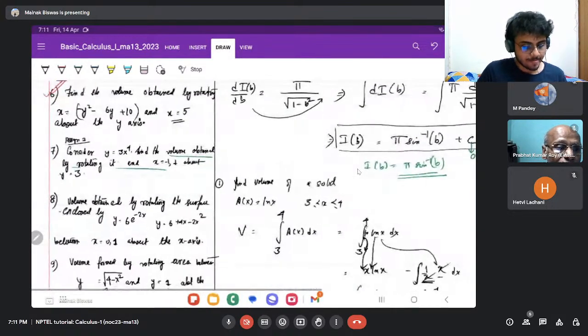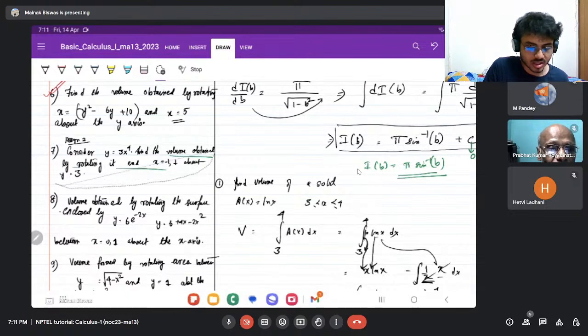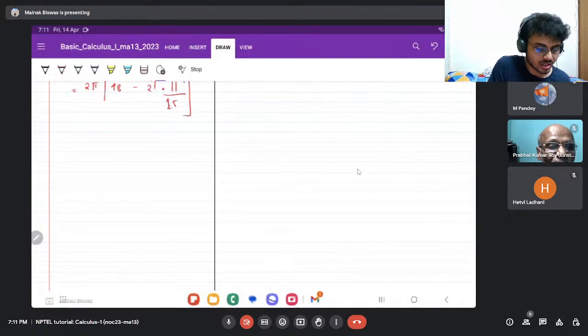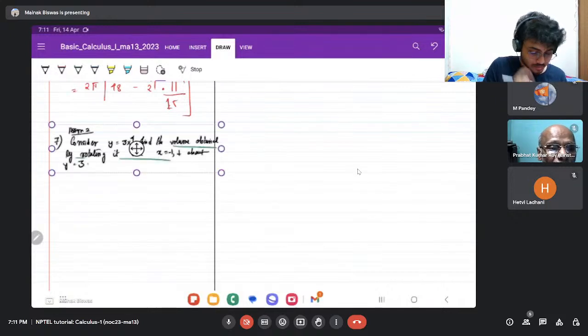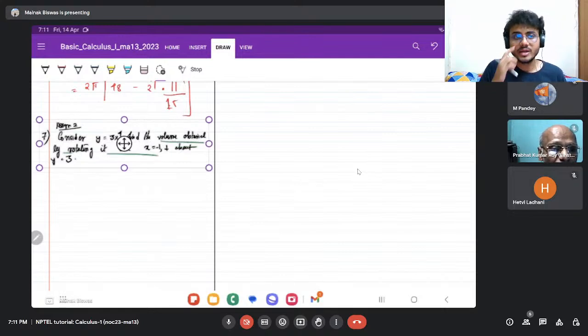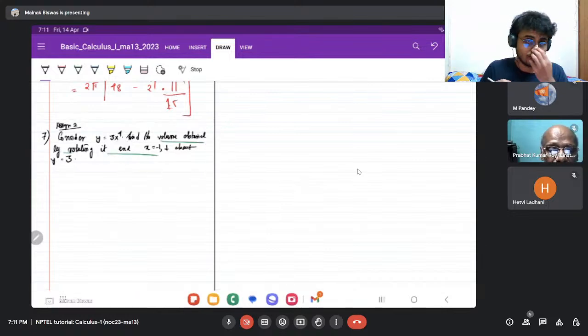Next is the 7th one, which is saying consider y equal to 3x to the power 4 obtained by rotating between and the lines between y equal to 3. This is a bit involved. This is your assignment question, number 2 question, and I picked the most difficult of your assignment questions. Maybe I don't know if it's similar or not. It's similar to one of your questions, I believe. So I hope there is no doubt with the last question, right? I'll wait for a couple of minutes and then yeah.